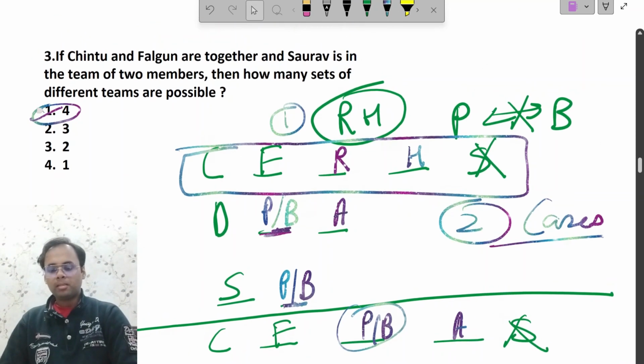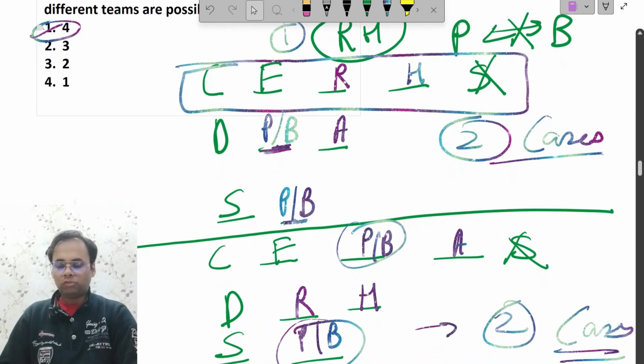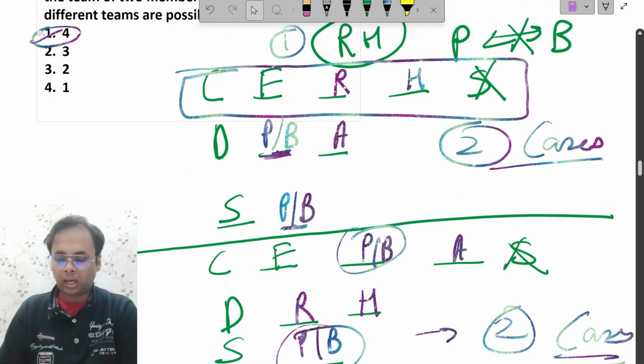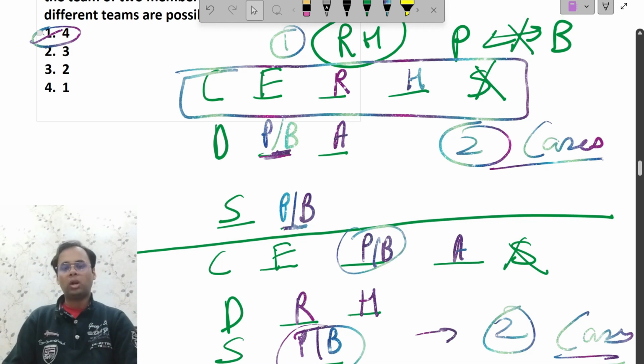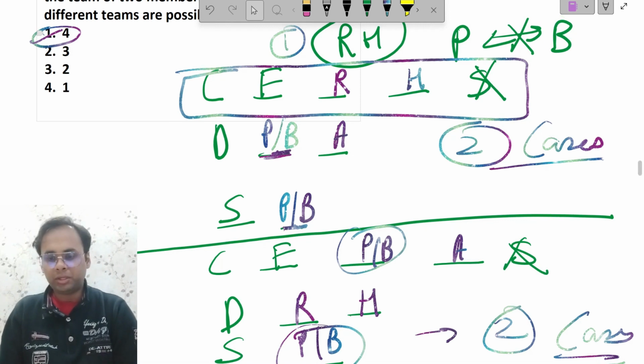For these given conditions, a total of four cases are possible, depending on whether RH comes up in the four-member team or RH comes up in the three-member team. So total four cases are possible.